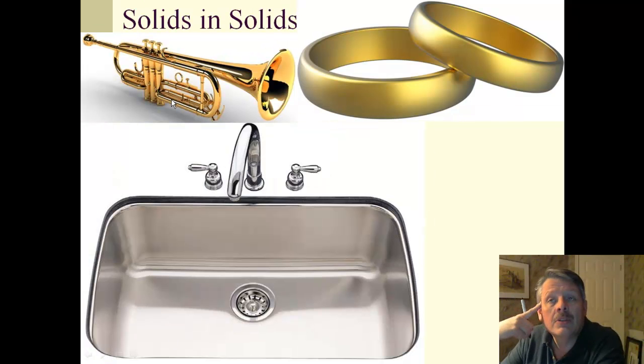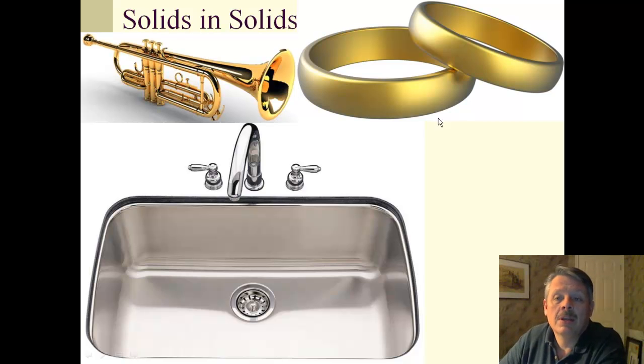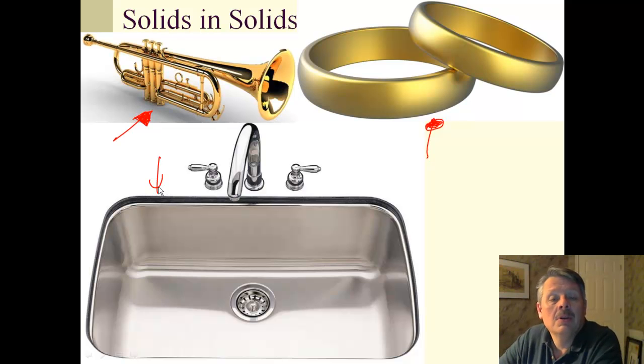So we also have other things which you typically might not think of as solutions, but they are solutions. For example, a wedding ring, which is made not out of pure gold, but out of gold and silver and some other metals potentially. So a gold wedding ring is actually a solution. It's actually made up of multiple things. If you look at a trumpet, it is made of brass, and brass is a bunch of different metals put together, including copper and other stuff. And down here we have a sink that's made out of stainless steel. Stainless steel is not just iron. Iron rusts, and so they add chromium and other metals to it to make stainless steel. So we can have solids dissolving in other solids.